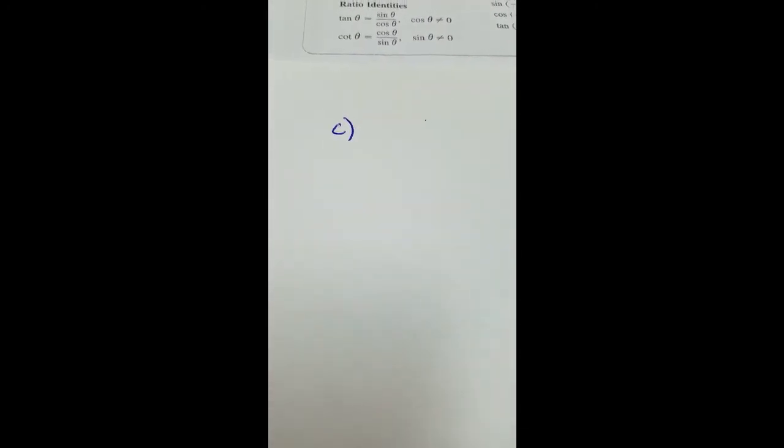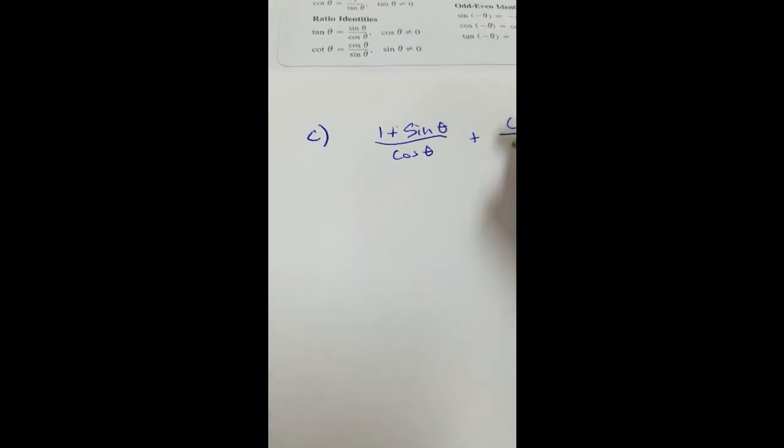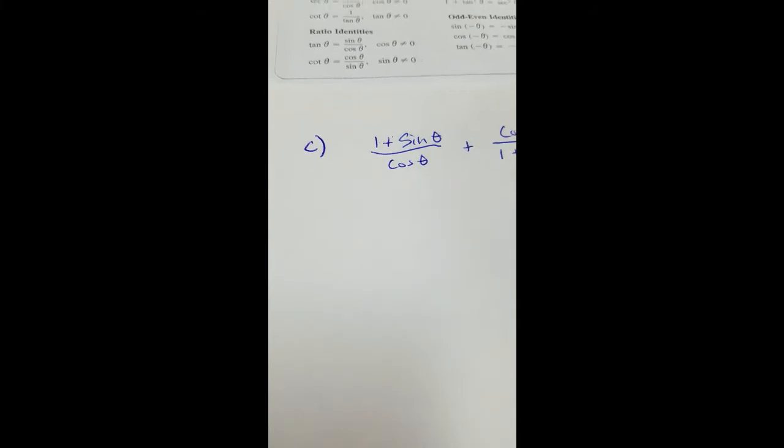Okay, now for the fun one of the day, and the last one. We're changing this into all terms of cosine still. So the expression is 1 plus sine of theta over cosine of theta plus cosine of theta over 1 plus sine of theta.